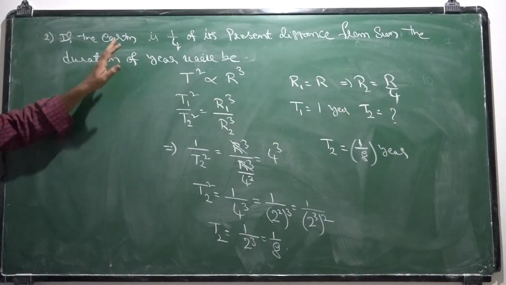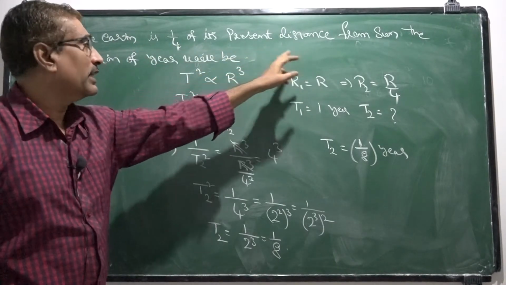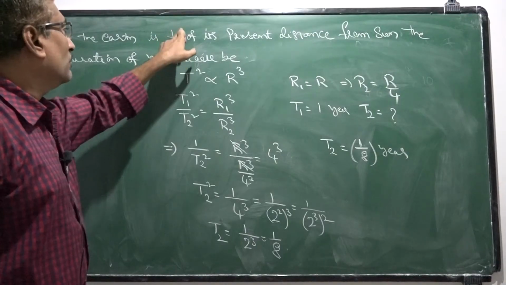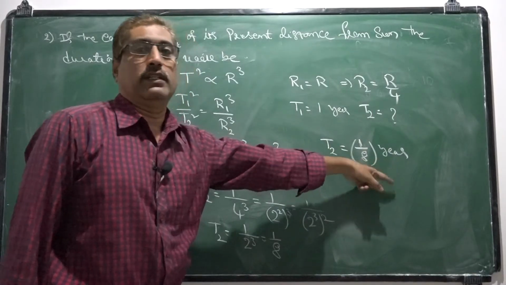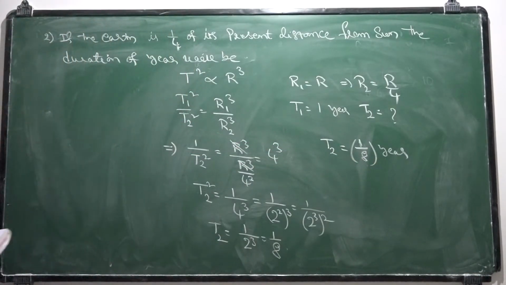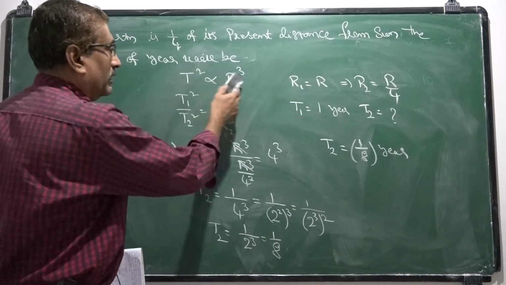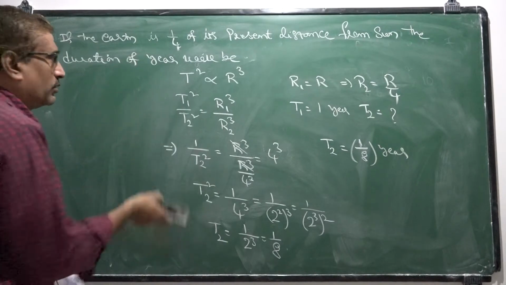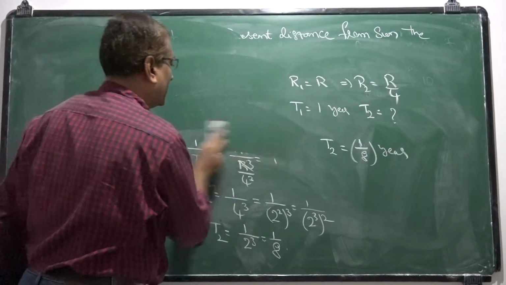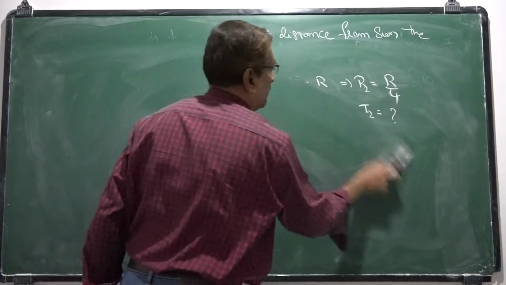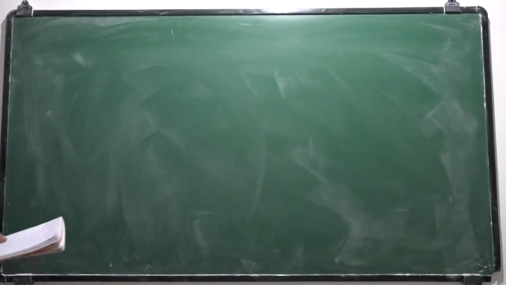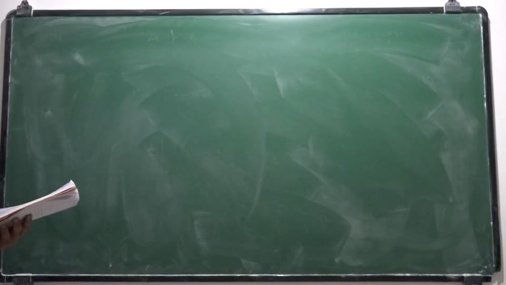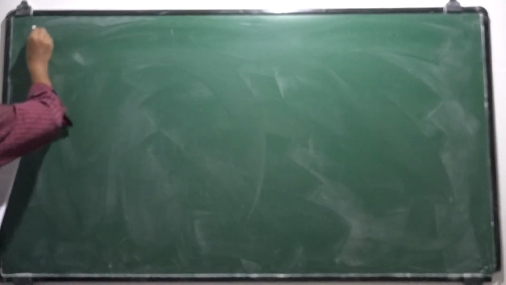Okay, that is it. That means if the present distance between the sun and earth changes to 1/4 of the present distance, then the duration of the year will be 1 by 8 times the present year. So actually this particular relation is also valid for satellites, not only planet and earth, but also planet to satellites. Now based on that, another problem. Third one.